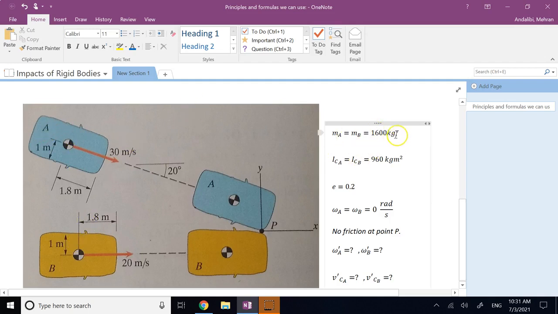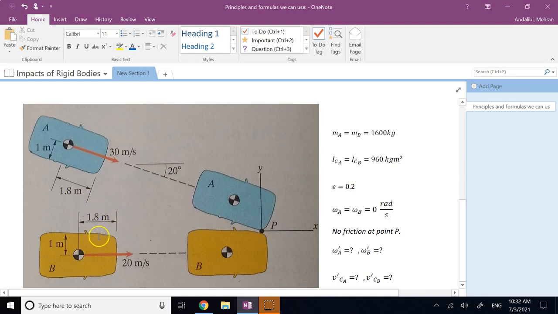So each car is about 1600 kilogram. Their moments of inertia about the centroid are 960 kilogram meter squared. They come, and then at this point, they hit each other at point P, where the common tangent between the two surfaces is along x direction, and the common normal along which the impact force is exchanged is along the y direction. The speeds of the centroid are given before impact, 20 and 30. The directions of motion are given. The distance between the centroid and the contact point P for each one is given.